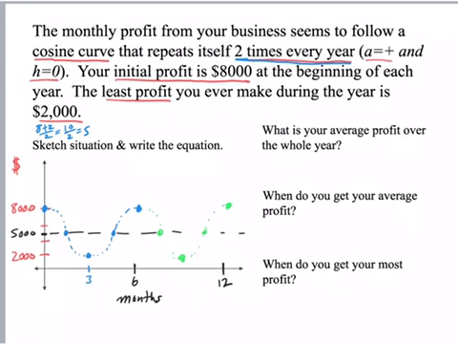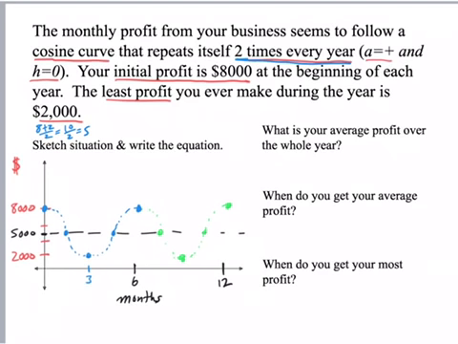So there's my second cycle. Now, if we wanted to, we could have just drawn this cycle and just understood there was another one coming up, but I thought I'd draw the whole year. So we sketched the equation. Our next question is to make the equation.